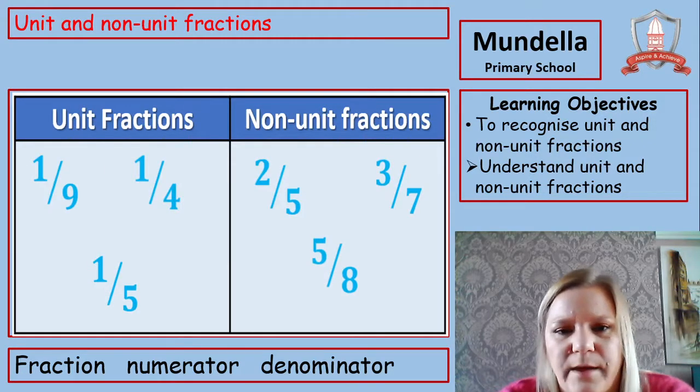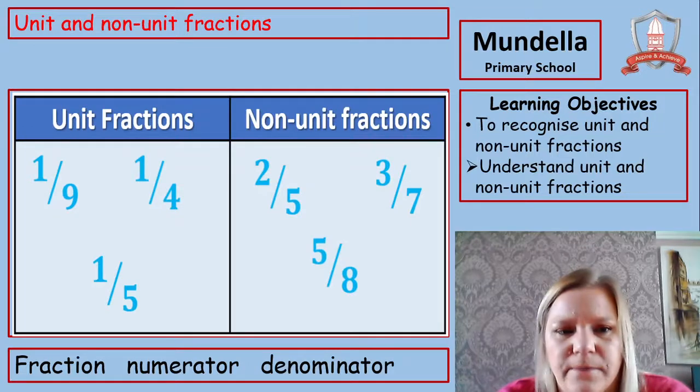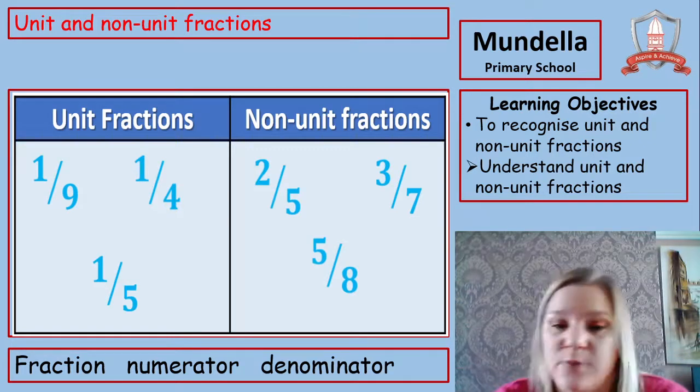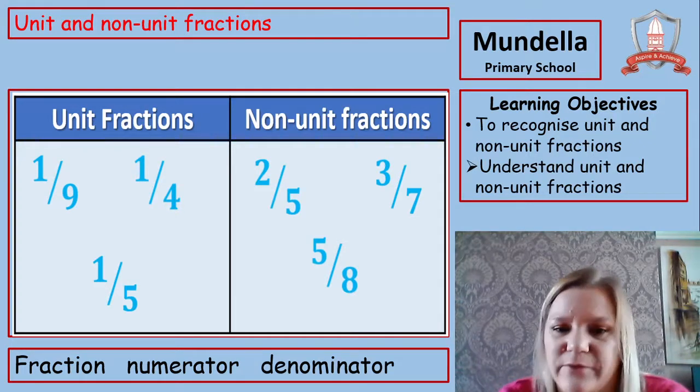So you can compare your answers with mine. You can see all of the fractions on the left-hand side are unit fractions because they have got 1 as their numerator. All of the fractions on the right-hand side have got a number greater than 1 as the numerator. That means they're non-unit fractions. Well done if you got those right.